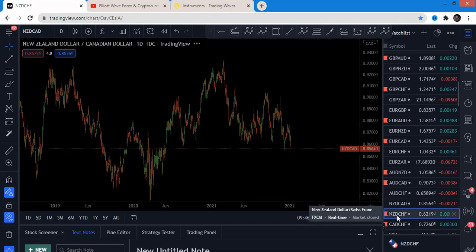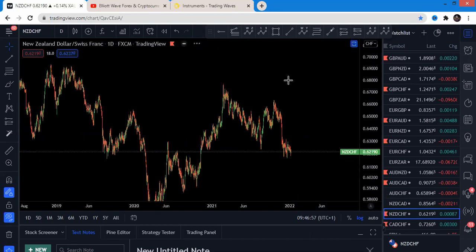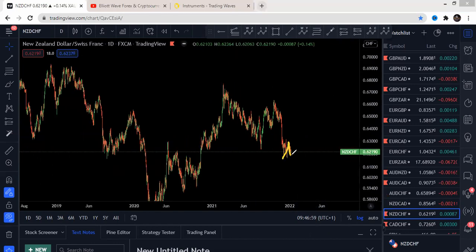NZDCHF still showing weakness. This is still consolidating here. We want it to be a little bit bigger, maybe around this level before dropping, because the structure we're looking at is this one here.